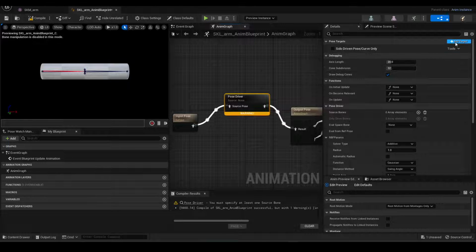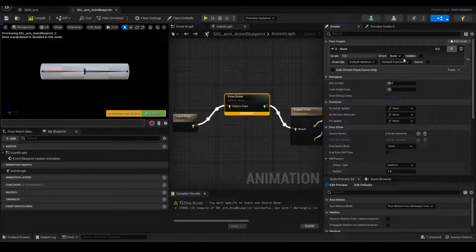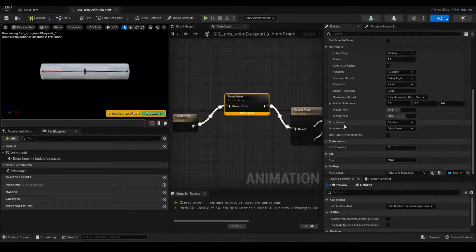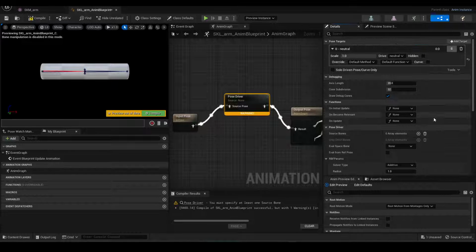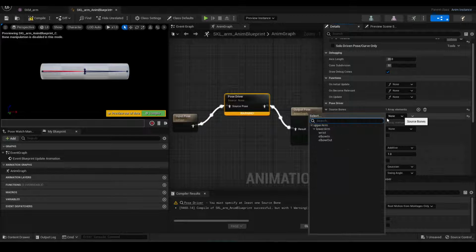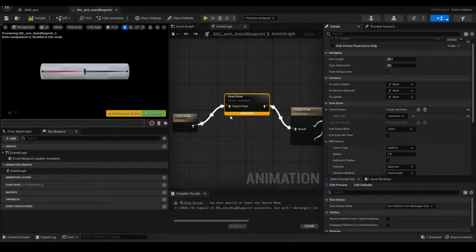In this pose driver, I can say add target. And the first target, I always want to use the neutral. The reason why I want to use the neutral is that I want to know when I'm getting closer to the neutral pose and trigger the neutral pose. This is a good habit to have. And because right now I'm only interested in rotation, I'm leaving the drive source as rotation. My source bone, in this case, is our lower arm, because we said that.